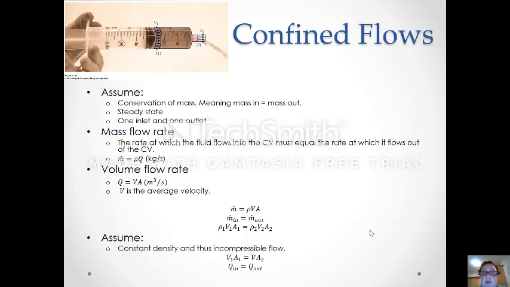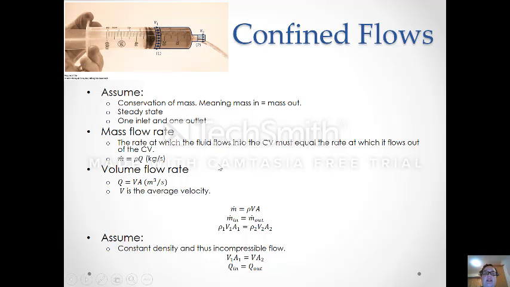We have one more situation here and how velocity relates to each other. So for confined flows, meaning I have some sort of syringe here, it contains a liquid, let's just say saline, and I'm pressing the plunger in here. It has a velocity of v1 here, but it has a different velocity of v2 there. Why? Because the diameter changes. And we have to assume that conservation of mass is valid. So that means that the amount of mass into my system has to be equal to the amount of mass out, steady state, and we're assuming one inlet and one outlet.